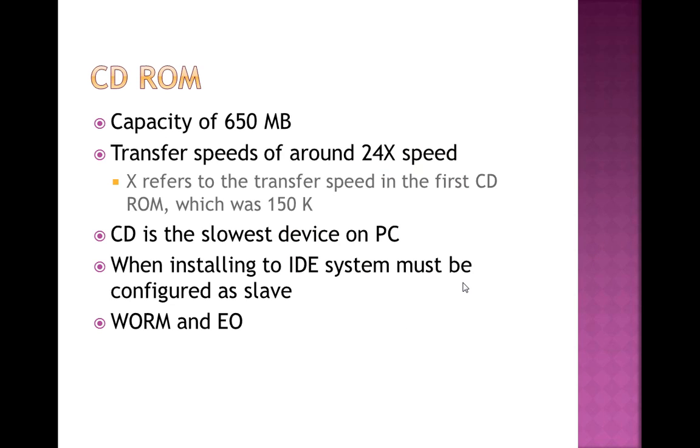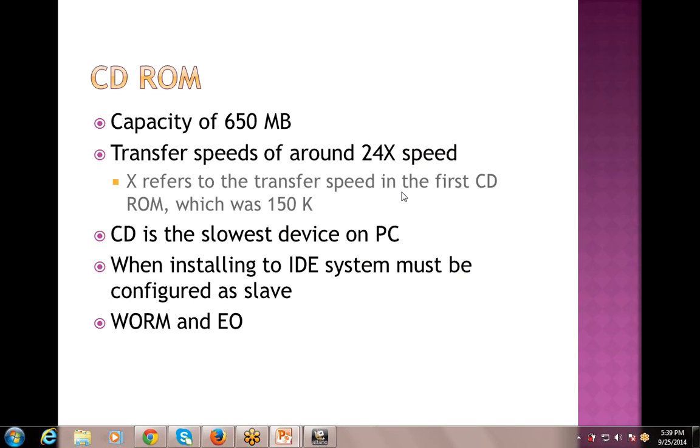CD-ROM has a capacity of 650 MB, that is, it can store a maximum of 650 MB. The transfer rate, or transfer speed, is around 24x. The CD is the slowest device on the PC, that is, it is one of the slowest devices, and the full form is compact disk.